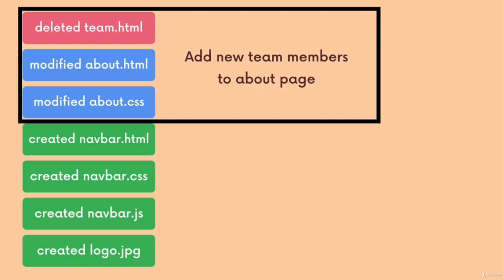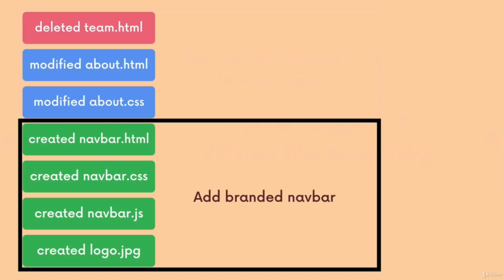Those were one thing that I did across 3 files. I added some new team members to our about page, whatever the about page looks like. So that was one commit. And then I can take these other 4 changes and group them together into a separate standalone commit.